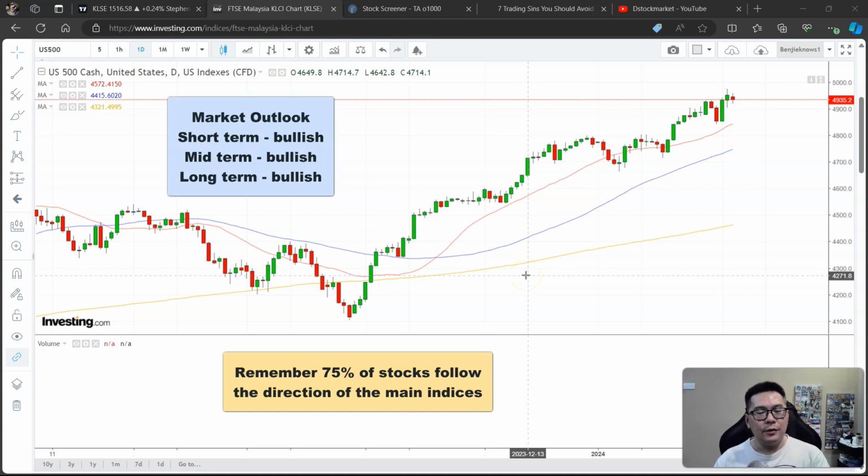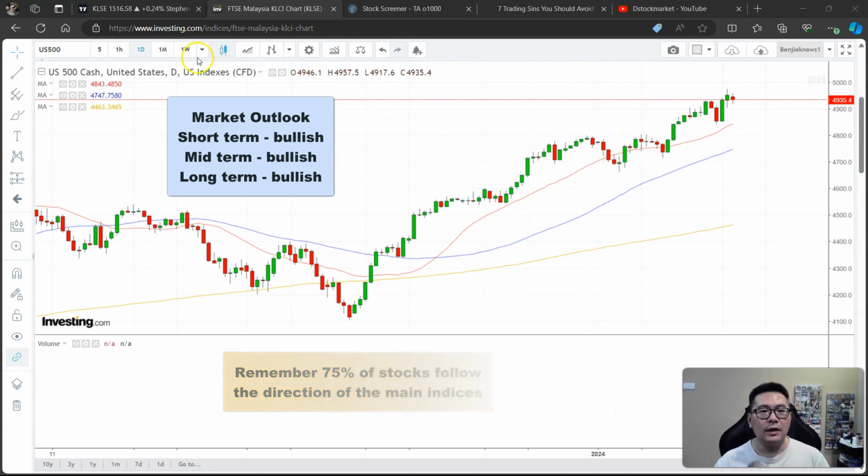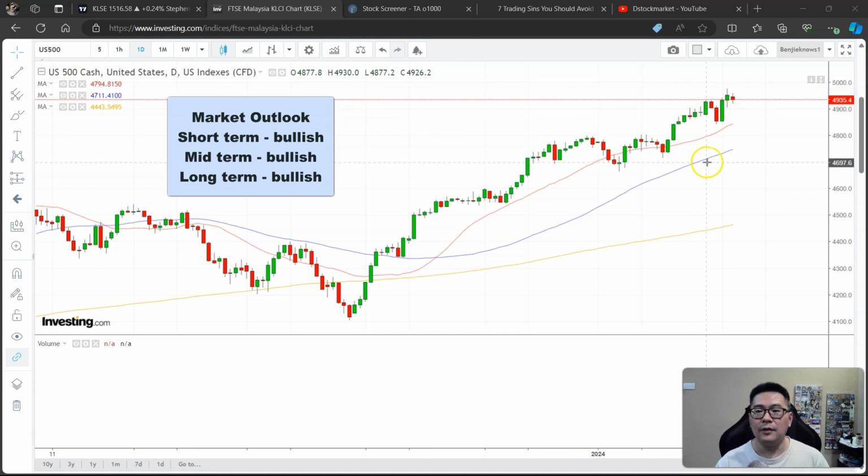We're going to look at the US stock market again, and as usual we'll look at the S&P 500, the Dow and the Nasdaq, because these are the major indexes and 75% of stocks will follow the direction of these main indexes. So I have with me here the S&P 500.